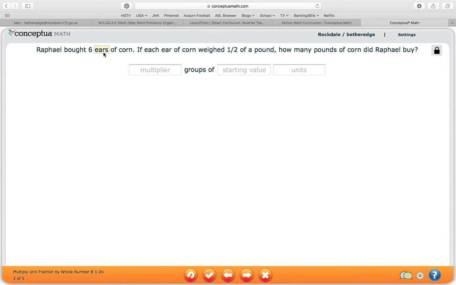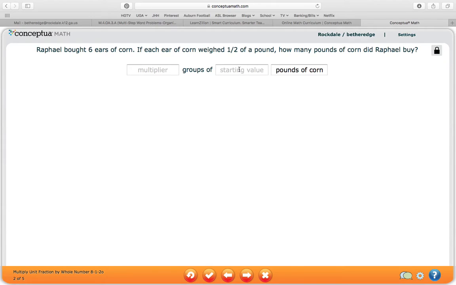Okay, so I'm going to look at my word problem. Raphael bought 6 ears of corn. If each ear of corn weighed half of a pound, how many pounds of corn did Raphael buy? Well, what's our unit? Go back to the question. What is it asking us about? How many pounds of corn? So we're dealing with pounds of corn. That's my unit. Okay? See how these words are highlighted as I scroll over them? I can grab that and just drag it down to units. It's going to fill it in for me. So we're dealing with pounds of corn.